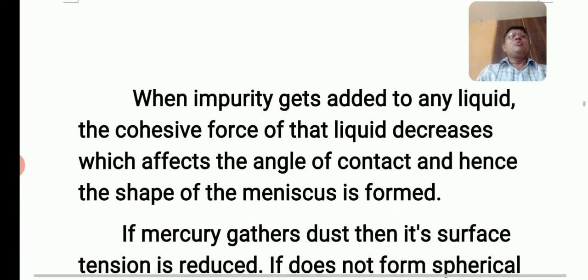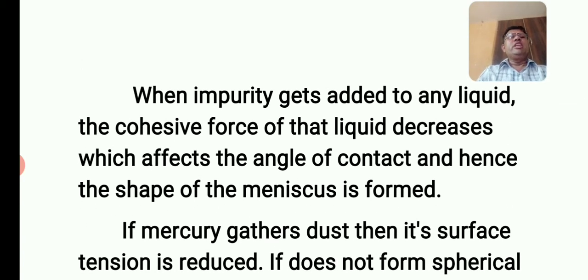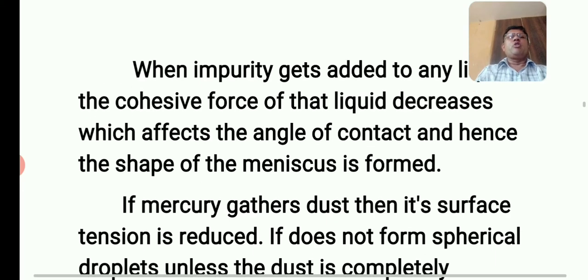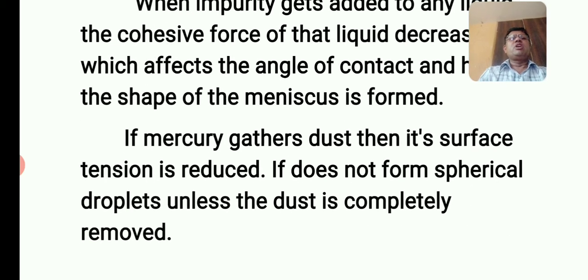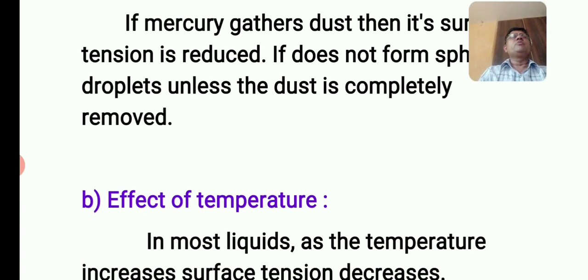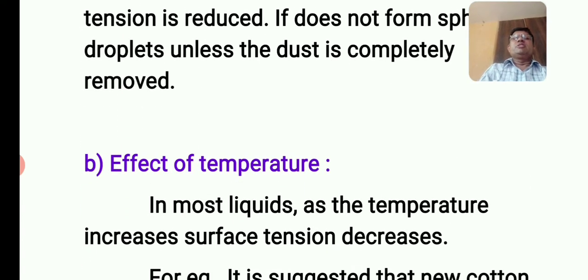When impurity is added to any liquid, the cohesive force of that liquid decreases, which affects the angle of contact, and hence the shape of the meniscus that is formed. If mercury gathers dust, then its surface tension is reduced. It does not form spherical droplets unless the dust is completely removed. Now, see the second case, that is B, effect of temperature.